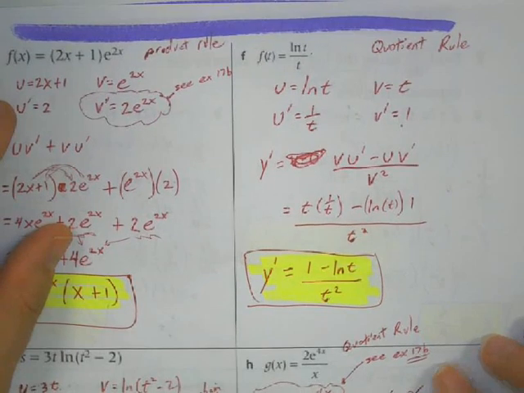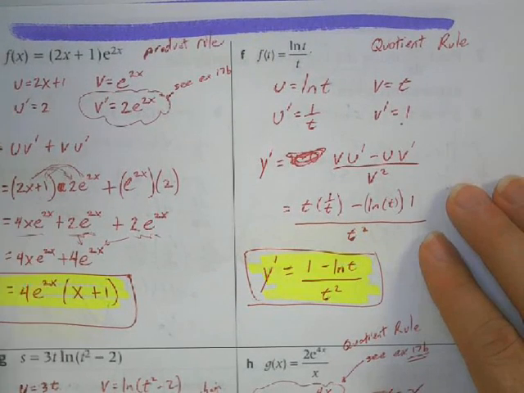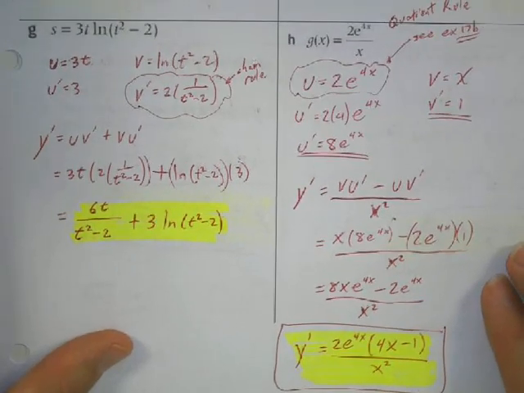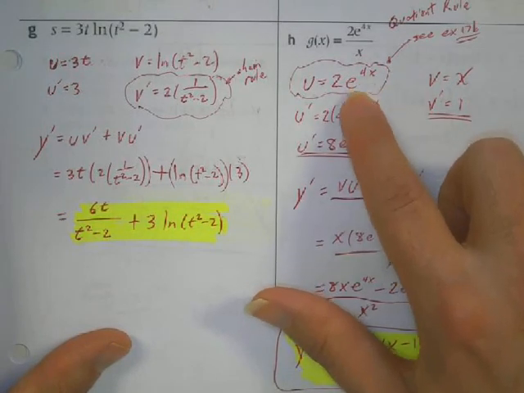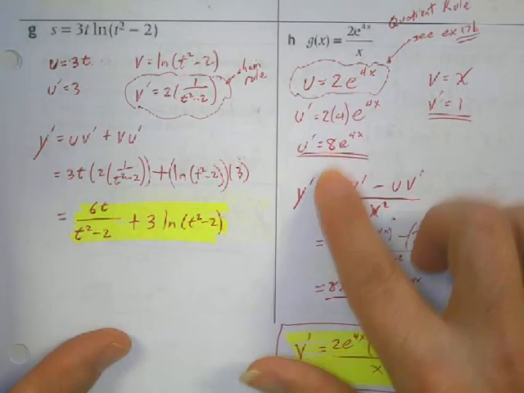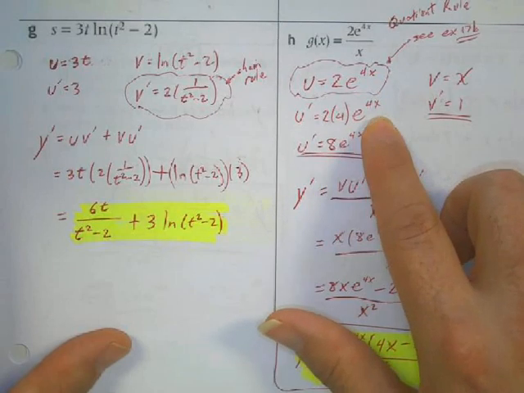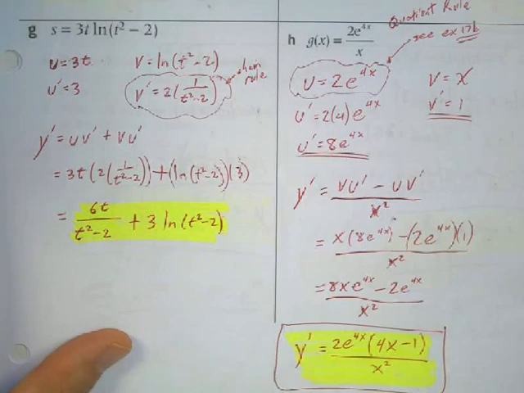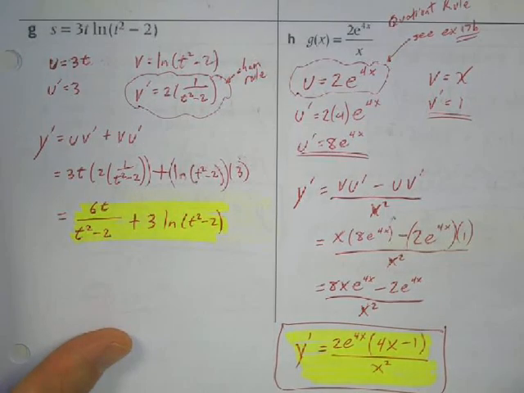Okay, here we're going to be applying the quotient rule. Okay, check your work on these two. The derivative of e to the 4x is going to be 4e to the 4x, but we had this coefficient of 2, so this derivative gives me that. Okay, and the next page.